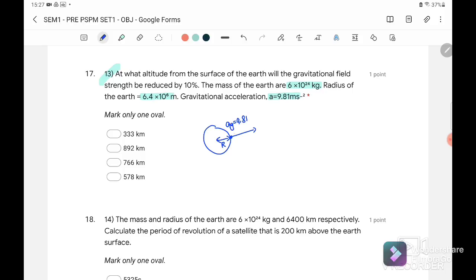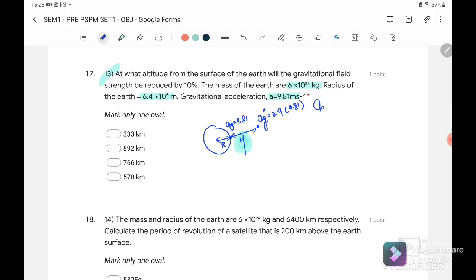Okay, so we want to find at what altitude, or the value for h, where at that moment gravitational acceleration is equal to 0.9, or reduced by 10%. So reduced by 10% is actually 0.9 times 9.81. Okay, so we want to find what is the value for h, the altitude.